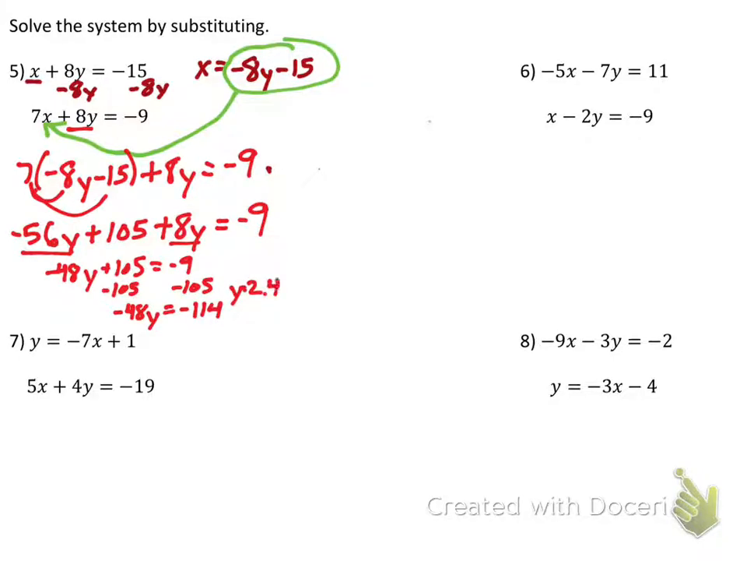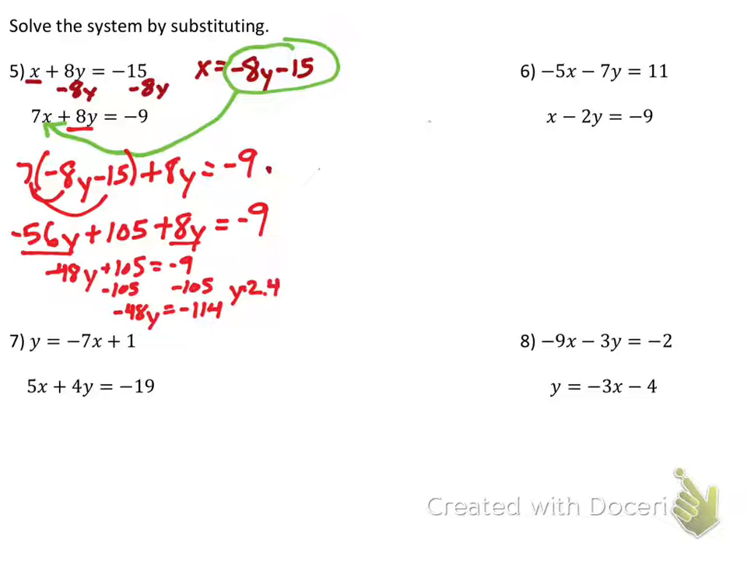I do not have the answer key with me, so I'm just going to double check my work real quick. So that would be negative 56 plus 105 plus 8y. So I would have, so that'd be 48y plus 105 minus the 105 on each side. So yes, y would be equal to 2.4.